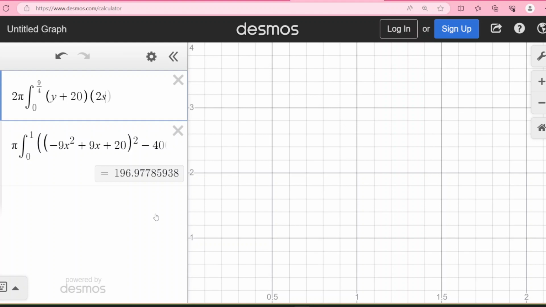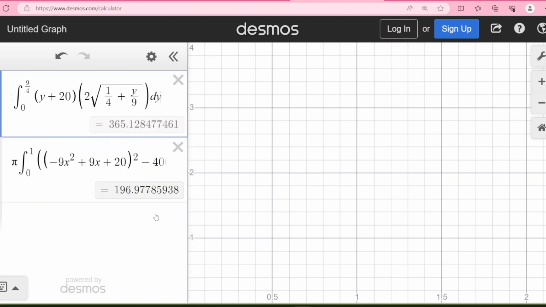1/4 plus y over 9, not 1 over y, 1/4 plus 1/9 y. So the parentheses on this, and then dy. That's not the same. Did I do something incorrectly? All right, so I'm going to pause here and double check my work. Apologies.